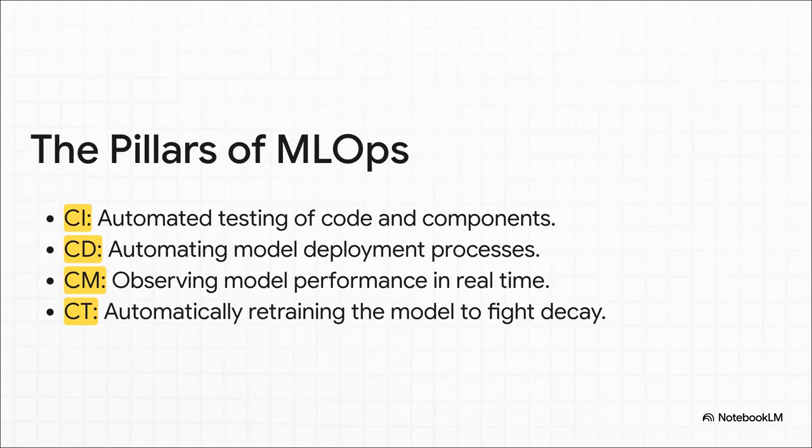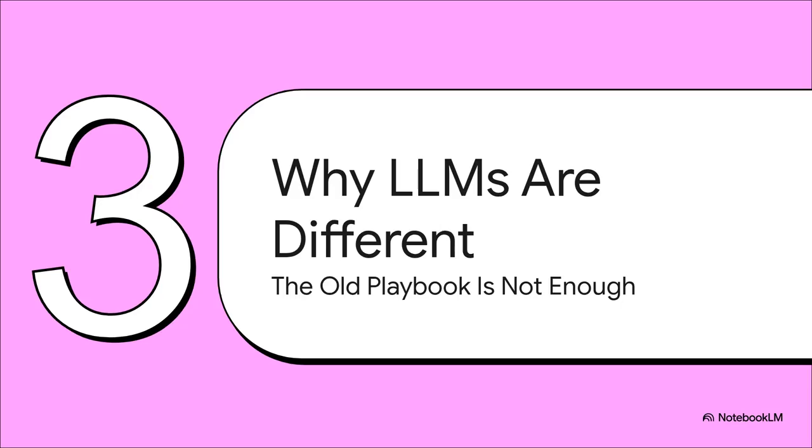The classic MLOps approach is to build this automated pipeline around the model. It uses CI and CD to reliably test and deploy new versions. It has continuous monitoring to keep a close watch on performance. And the hero of our story so far, it uses continuous training to automatically retrain the model and fight back against that decay we talked about. And this has worked great for a while.